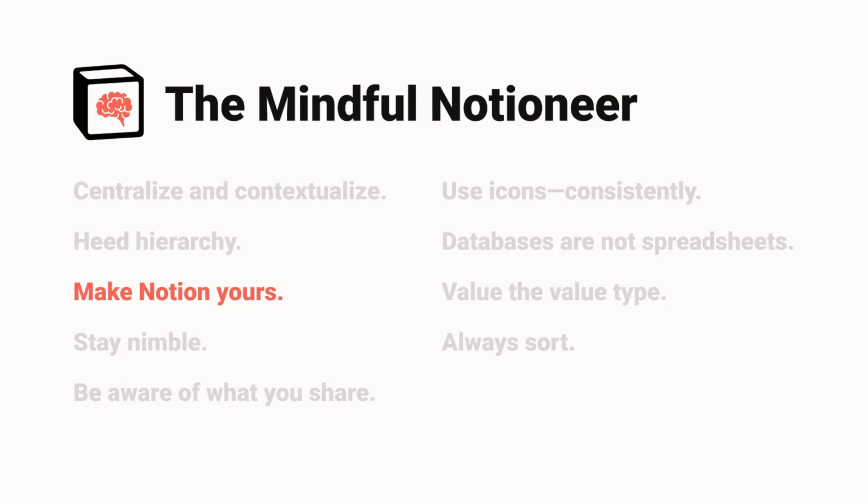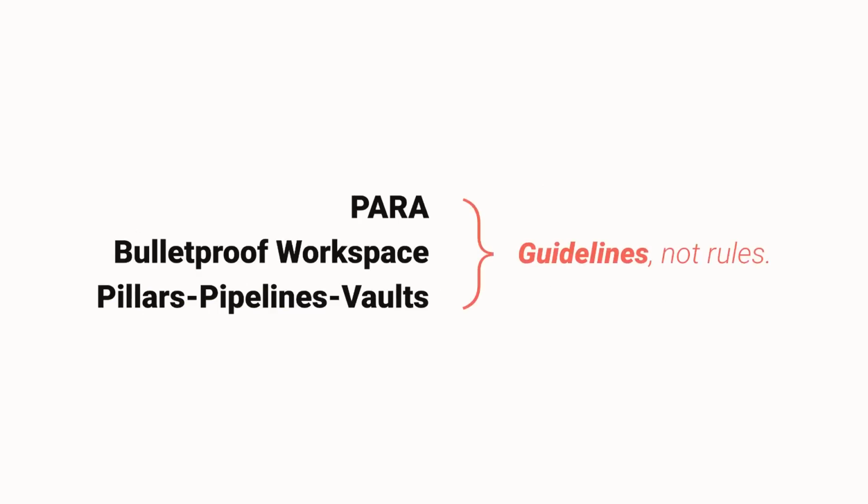But those resources are just frameworks that guide you to your own unique implementation. None of them should be exactly replicated. Users often talk about the rules of systems like Para, Bulletproof, and August Bradley's Pillars, Pipelines, and Vaults. But there are no rules. These are just guidelines. They're frameworks. So adapt them to your own unique needs.